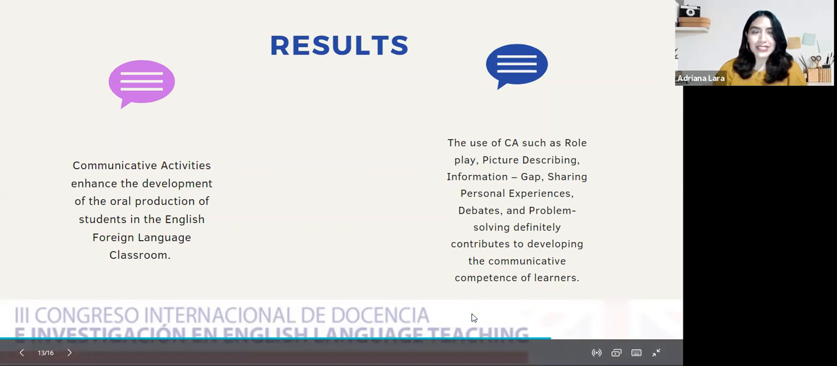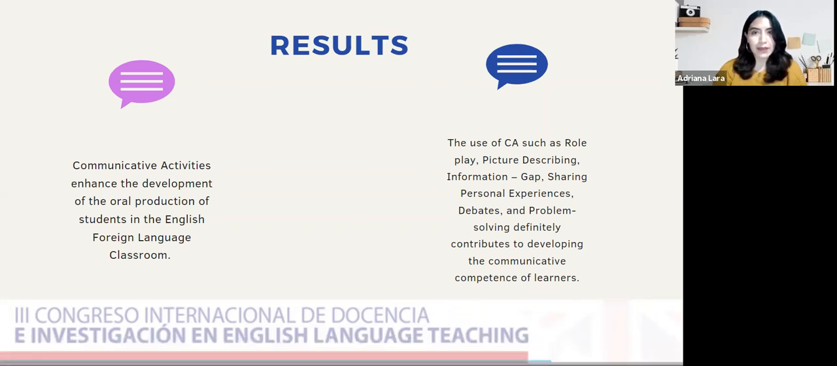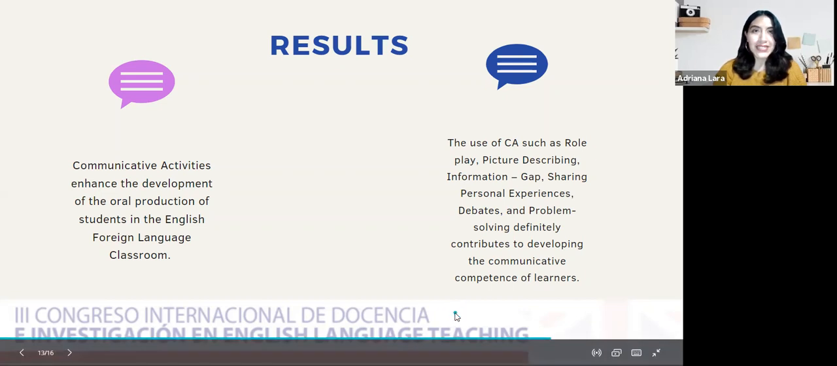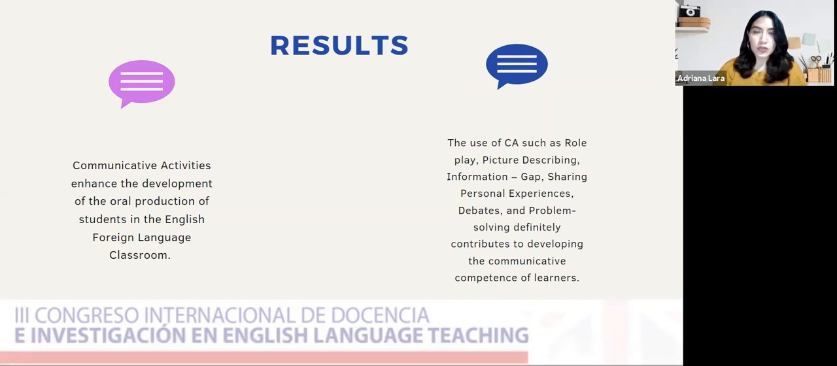Moreover, these activities get students engaged in using language when communicating among them. To perform this kind of communicative activities, students need to use the language to carry out them. So all of the time, students are communicating to each other by using English, and then, of course, consequently, their speaking skill is enhanced.